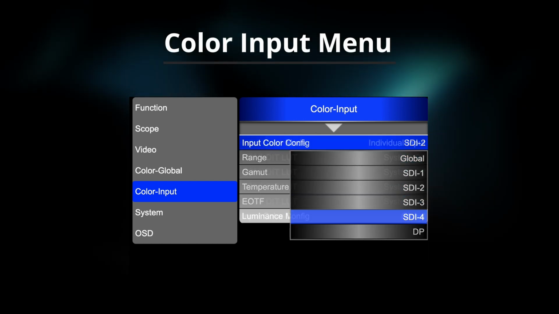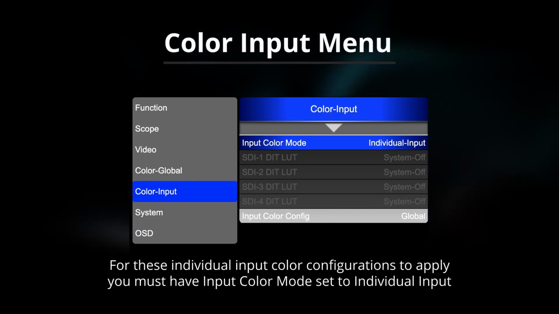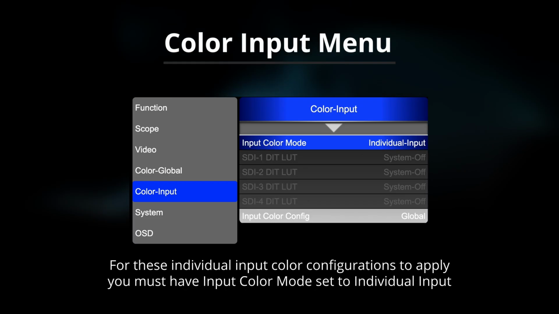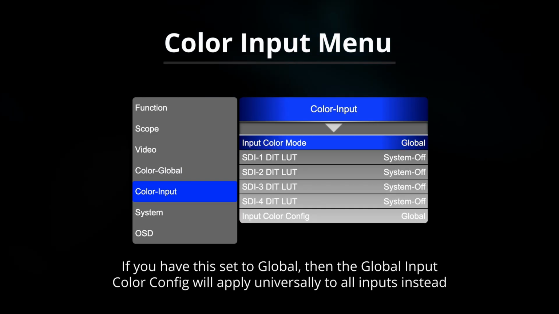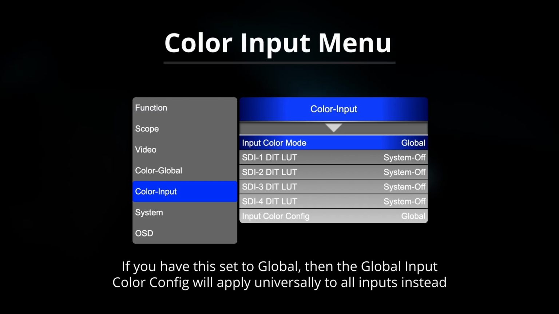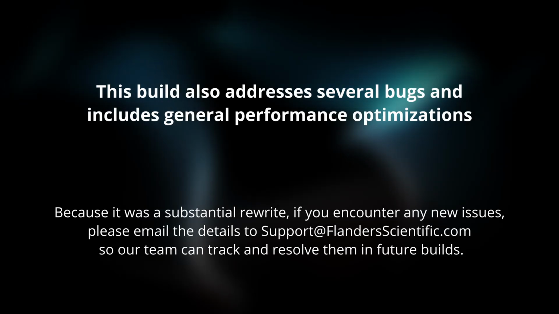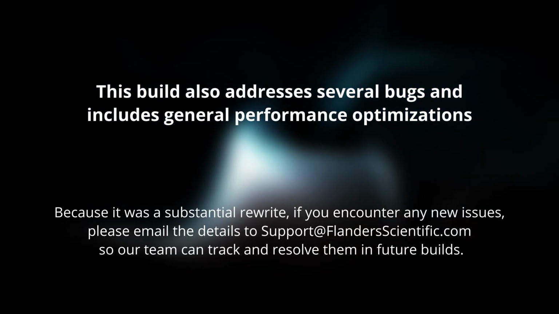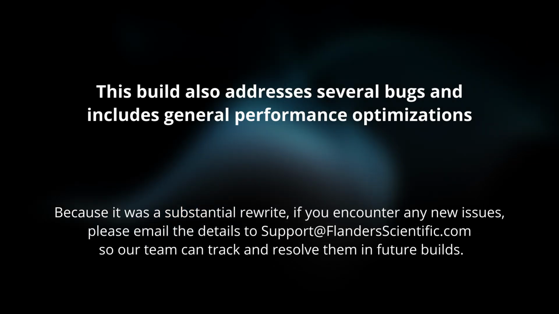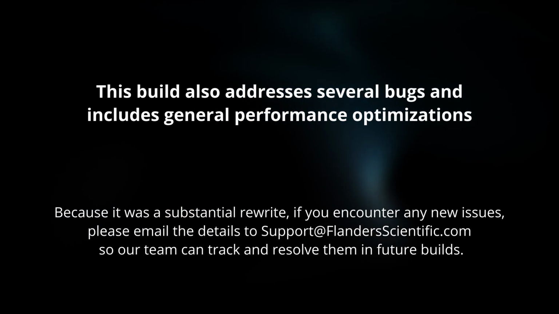One reminder here, for these individual input color configurations to apply, you must have input color mode set to individual input. If you have this set to global, then the global input color config will apply universally to all inputs instead. Aside from these powerful new features, we've also addressed several bugs and general performance optimizations in this build. That being said, this was a massive code rewrite, so if you discover any new bugs, please let our team know so we can track those and address them in future builds.